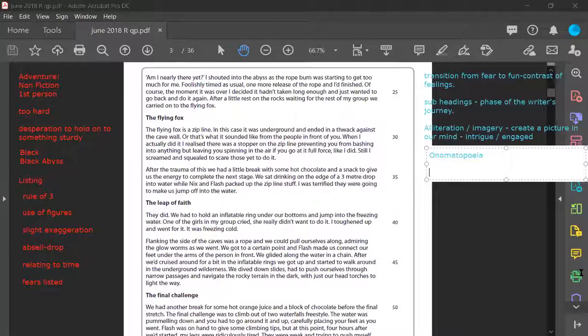What did she do? Take a look at this. This is interesting. Still, I screamed and squealed to scare those yet to do it. So now what's happened over here? The writer is shouting and screaming and squealing. Why? In order to scare the others who will go after her. If they hear her screaming and squealing like that, she's sure that they will be afraid to come down the zip line, right? She's just having some fun here.